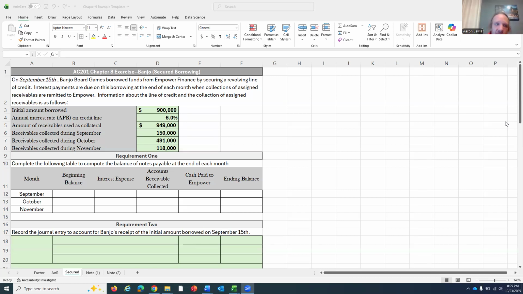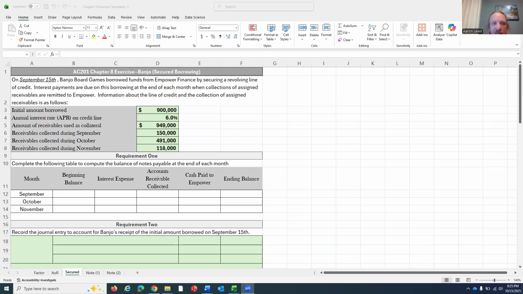But you can also assign receivables. And when that happens, basically what's happening is they own the receivables, the entity that you're borrowing from. And you're going to act as the middleman. So when you collect on these receivables that are now assigned, you directly pay or remit that money to the place that you borrowed from.